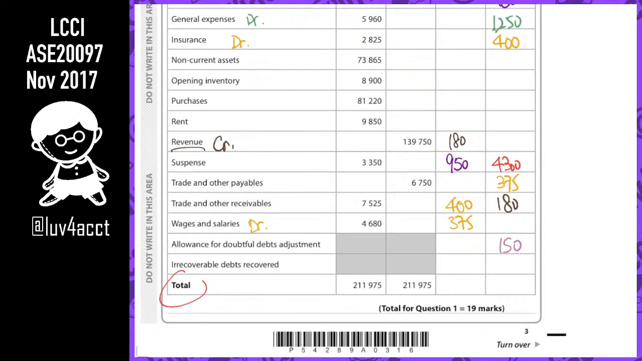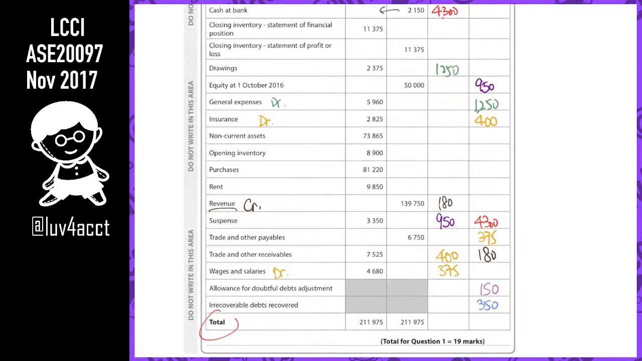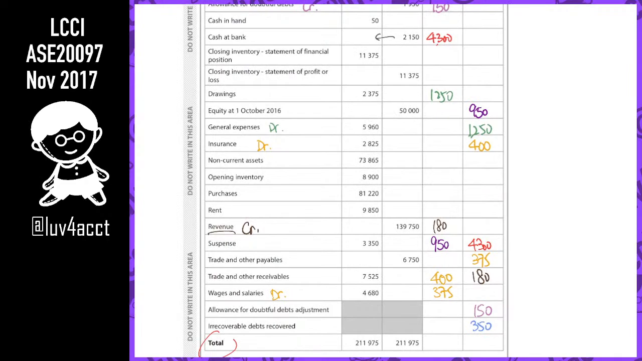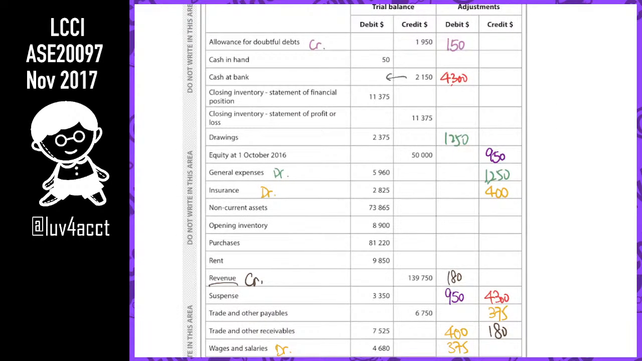Okay, so irrecoverable debt recovered, 350. Okay, and also for the receipt of money, it goes to the bank. Okay, and you can see in the cash at bank, here there is already an entry of 4,300. Okay, we have to add 375.